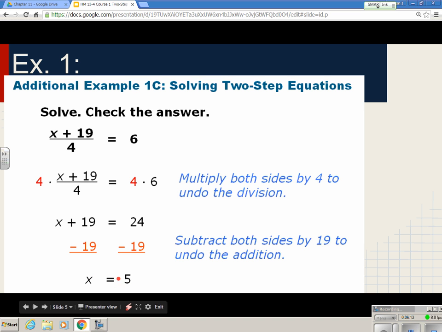And again, we can check this work by just putting 5 in for x here. 19 plus 5 gives you 24. 24 divided by 4 indeed gives you 6. Again, your choice if you want to write this down or not.